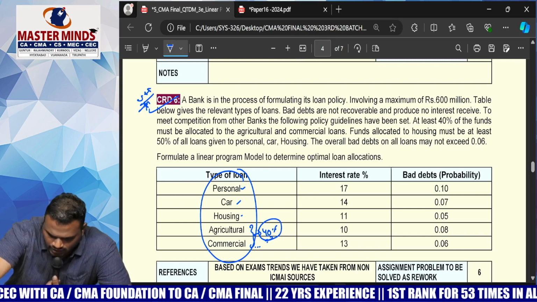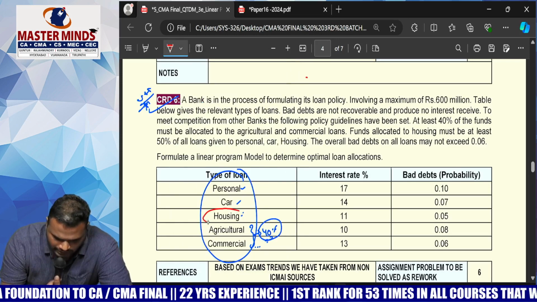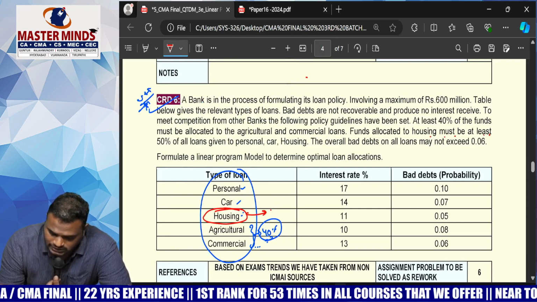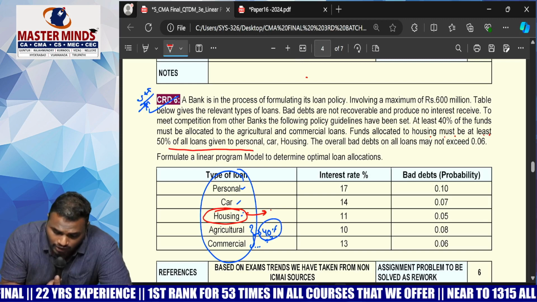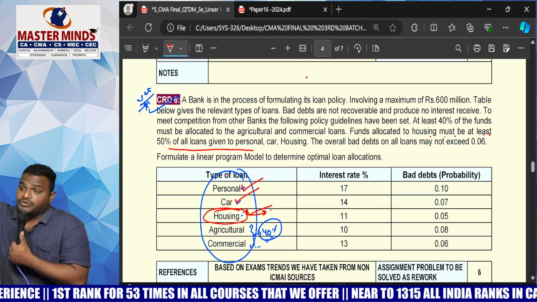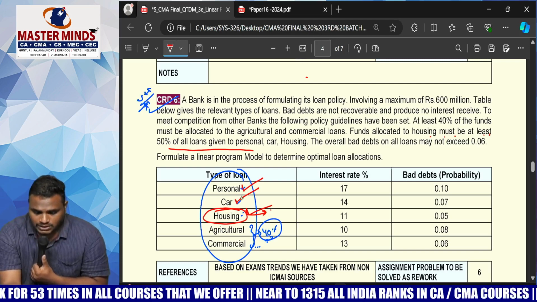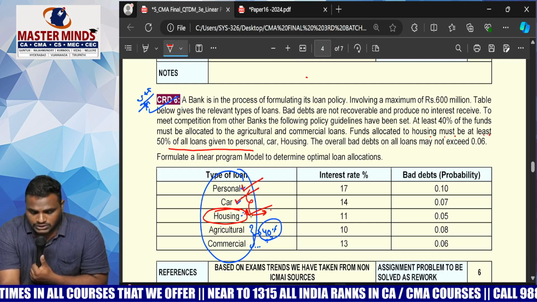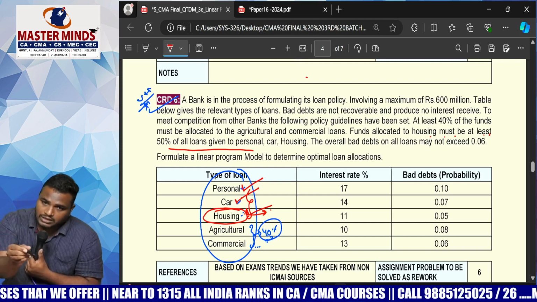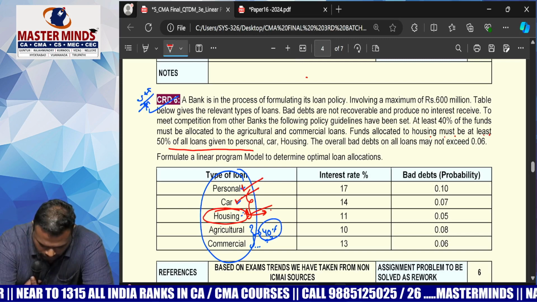and housing. Funds allocated to housing must be at least 50% of all loans given to personal, car, housing. Of these three combined, 50% should be given only to housing. Do you understand what I'm saying? Combine all these 3 loans, and at least 50% of the loan amount will be given to the housing sector. Next, the overall bad debts on all loans may not exceed 0.06.